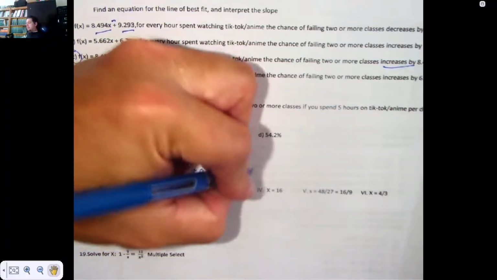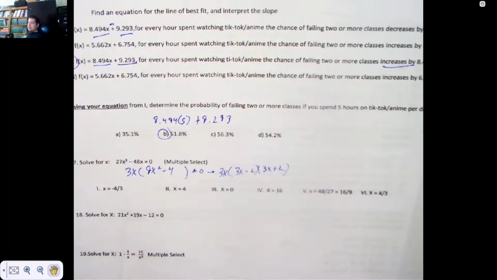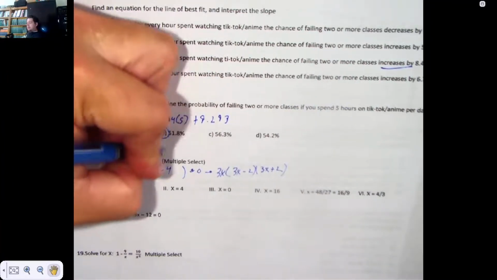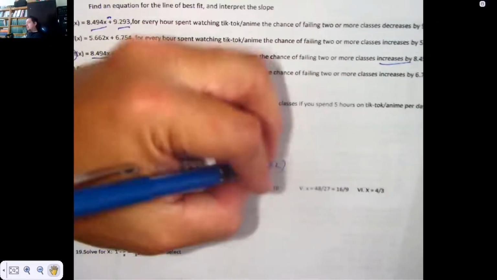So 9x squared minus 4 factors as 3x minus 2 and 3x plus 2. That's how it factors, kids. It's the difference of two squares. It's the a squared minus b squared pattern, which factors as a minus b times a plus b. Still equal to 0.